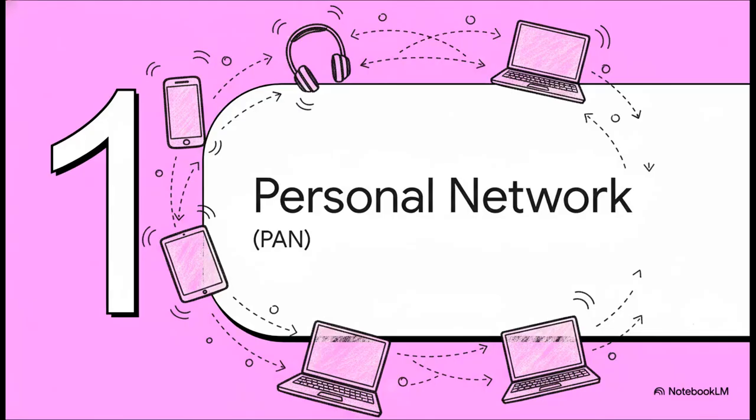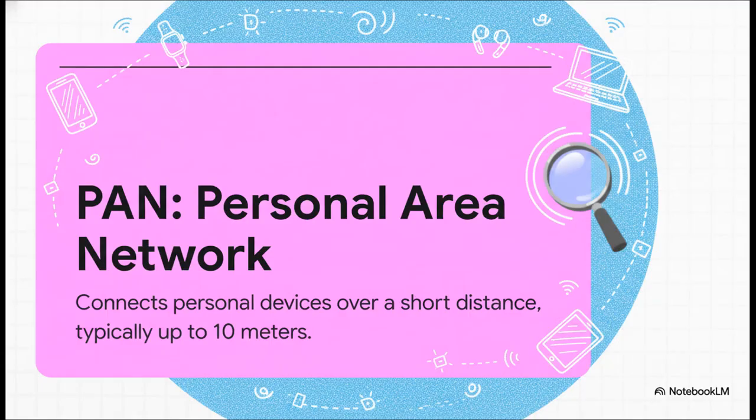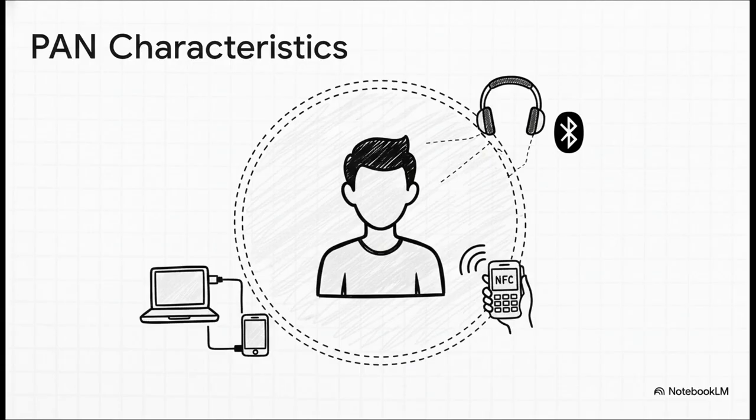Okay, so let's start with the smallest network of all, the one that exists right there in your own personal bubble. This is called a personal area network, or PAN for short. Seriously, think of it like your own little digital aura, a tiny web of connections that follows you around, and it only extends about 10 meters, or roughly 30 feet. And the crazy thing is, you use these PAN technologies every single day.